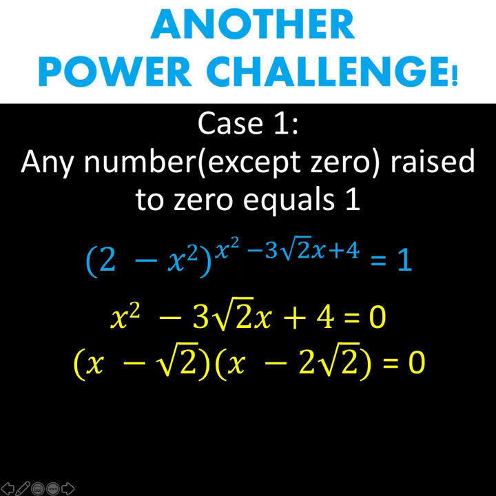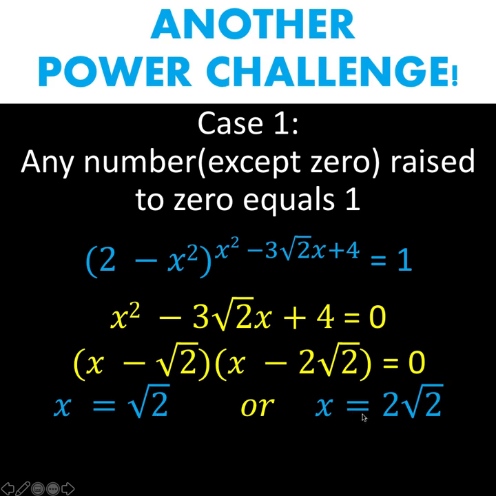Since we now have the factored form of this quadratic equation, we can solve for the value of x. From the first factor, if we equate this to 0, we have x equals square root of 2, and for the second factor, we have x equals 2 square root of 2. So these are the first two roots that we are going to consider for our math challenge.